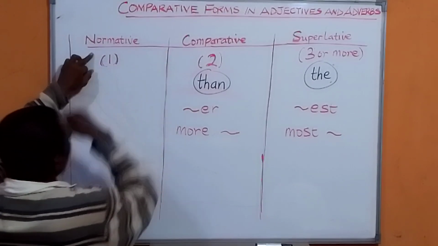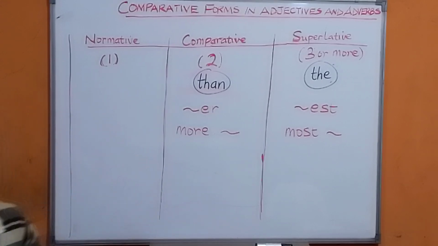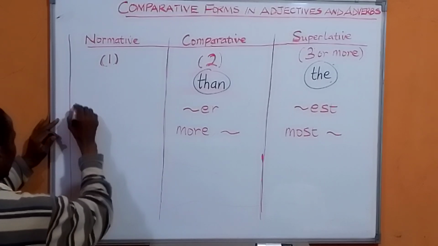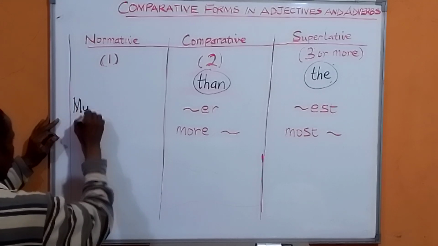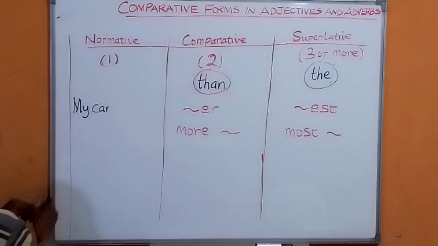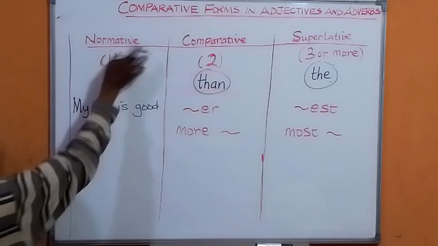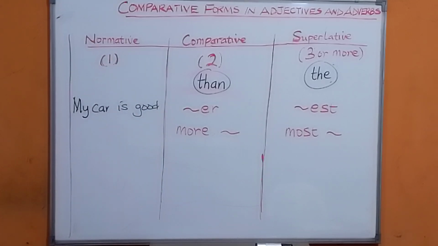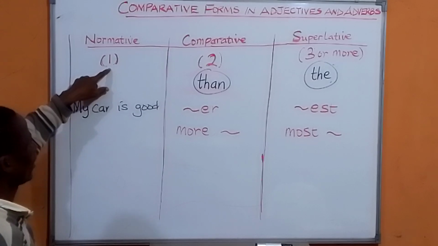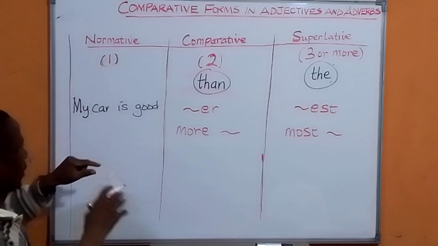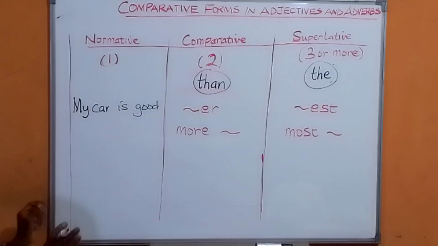Now, we have normative. When you say normative, you mean normal, one. Like when something is one, you focus on that one. Let's say my car. I'm not comparing my car with anybody. My car is good. That is normative. If you are talking about one thing, that is normative, that is normal. It's one. I'm giving an example now. My car is good.